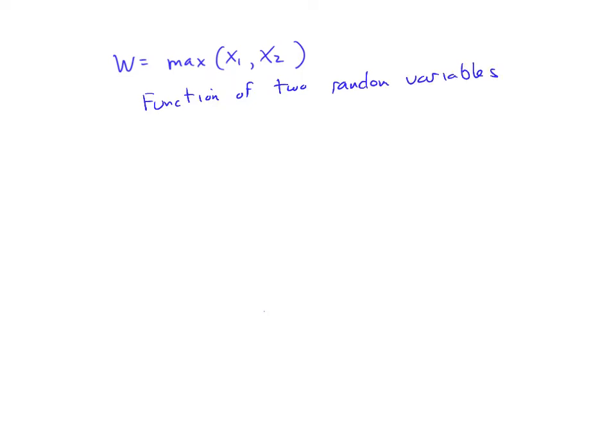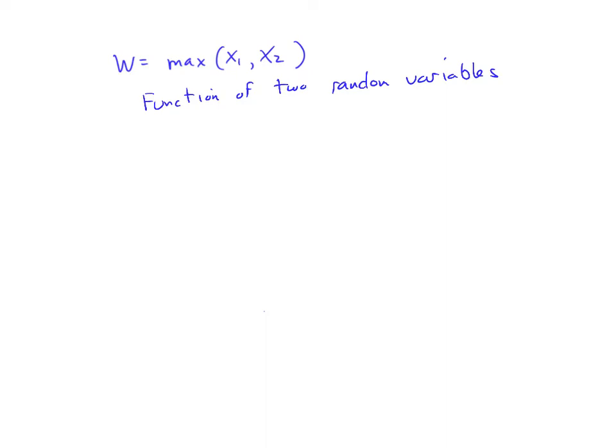So at the end of part one of this lecture, we defined a random variable W, and W is equal to the maximum of a pair of random variables X1 and X2. So choosing a maximum is just one example of a function of two random variables. So we'll work with two random variables, although eventually all of these ideas generalize to as many random variables as we like.